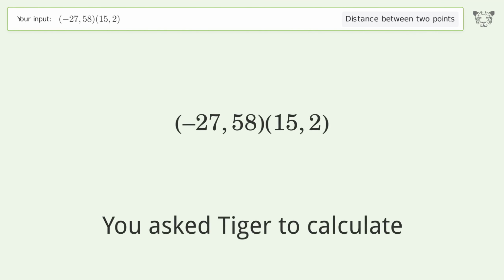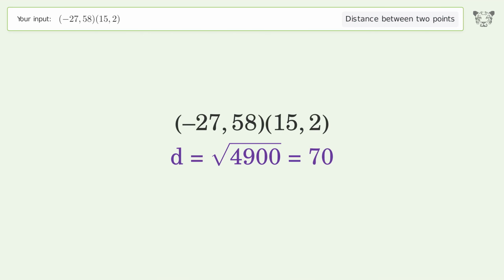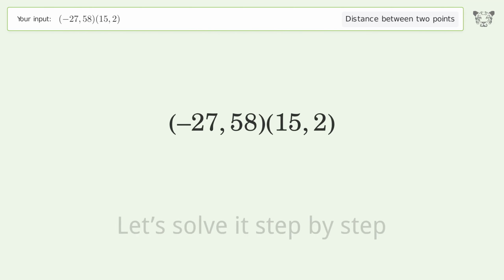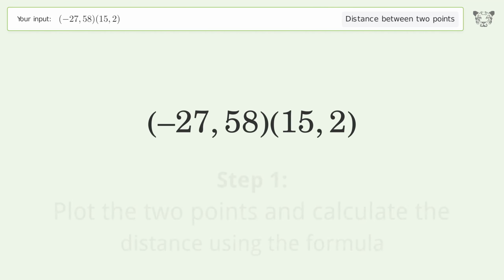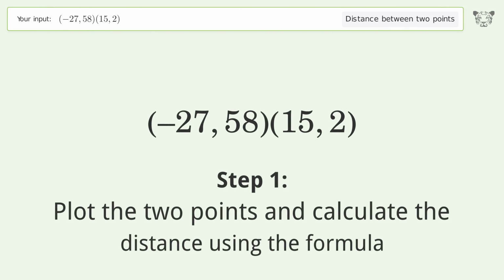You ask Tiger to calculate. This deals with the distance between 2 points. The distance between the 2 points is the square root of 4,900, or 70. Let's solve it step by step. Plot the 2 points and calculate the distance using the formula.